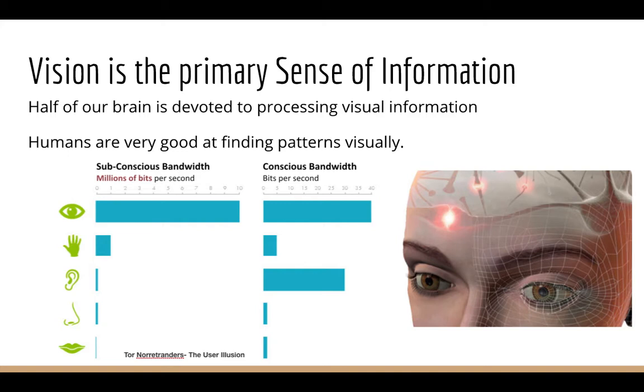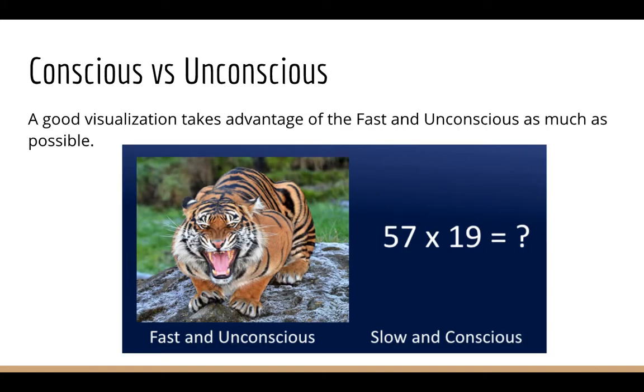Basically, as you can see here, most of the bandwidth is used by the vision, and then by the hearing, and a little bit of touch. That's the conscious. When we're looking at the subconscious bandwidth, that's mostly of what we think about. Basically, all of it is visual. And what do I mean by conscious and unconscious?